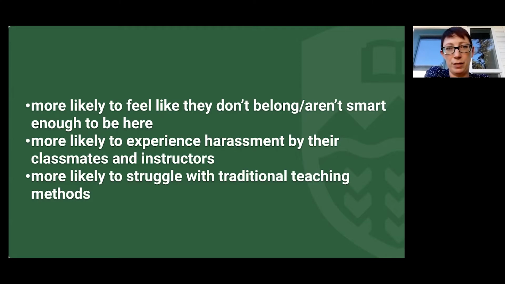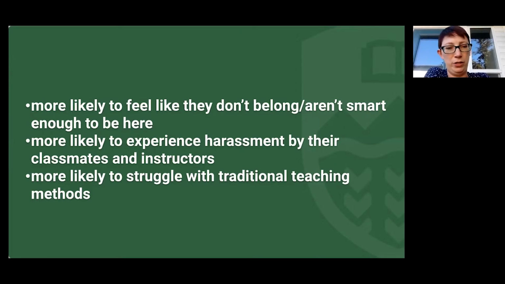by not seeing role models who look like them, by not having family members who have gone in that same direction, and by having colleagues or instructors tell them that they don't belong here. We know that still actively happens at universities and in high school. They're more likely to experience harassment by their classmates and their instructors.